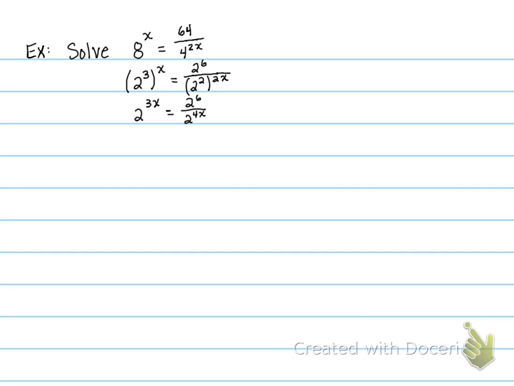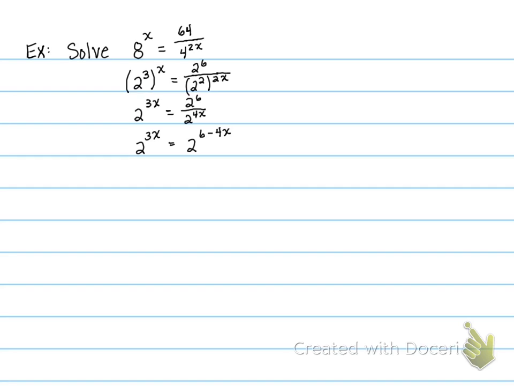And then what do we do when we divide exponential expressions with the same base? What do we do with our exponents? We subtract them, right? And so we have 2 to the 3x is equal to 2 to the 6 minus 4x. And I can't set my exponents equal to one another until I get to that point.